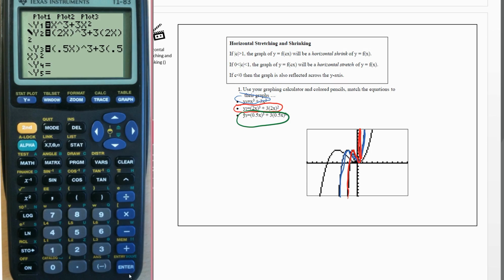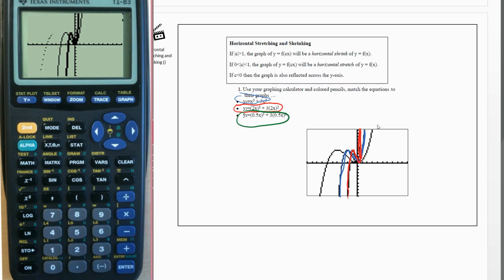Oops, I went too far. Unfortunately, now you have to scroll back through them. Okay, there's our dotted line. Okay, and we can see that 0.5, it really made it wider. We call that stretching it horizontally.